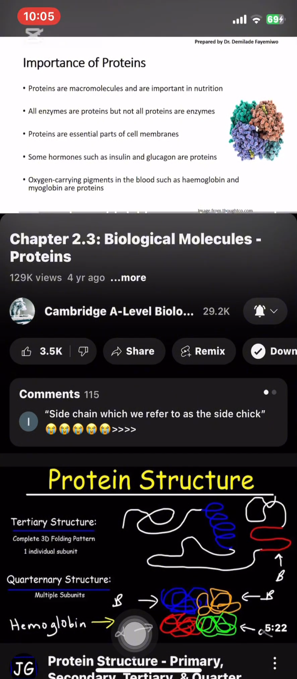Some hormones such as insulin and glucagon are proteins. Insulin and glucagon are very important in controlling blood glucose concentration, and that is something that you will come in contact with when you get to chapter 14, which is homeostasis. You also have oxygen carrying pigments in the blood such as hemoglobin and myoglobin, which are proteins. Like I said earlier, in this video I am going to discuss hemoglobin, but we do not get into any detail of myoglobin.